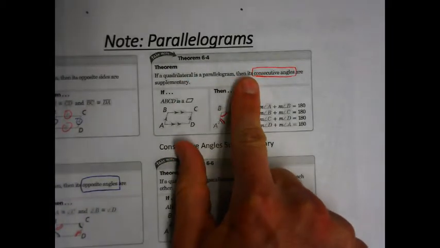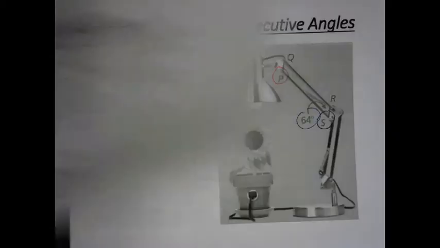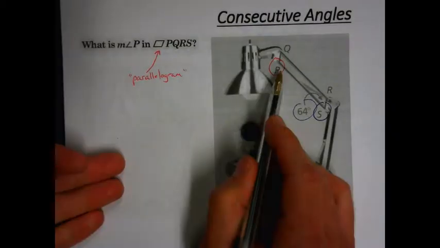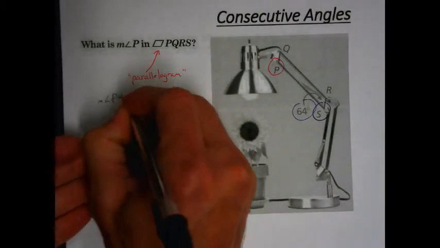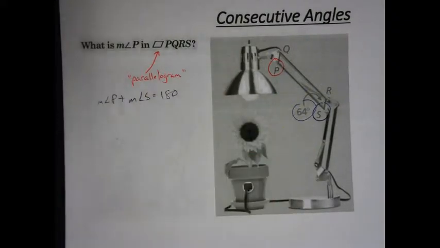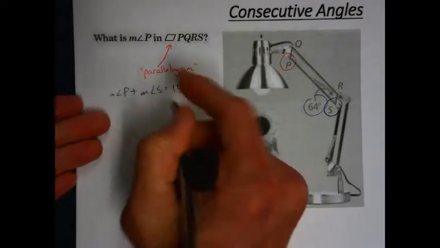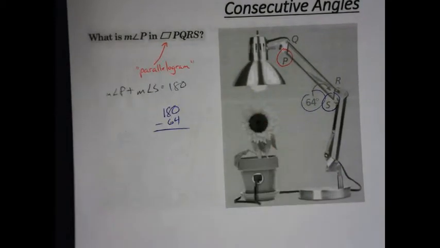If a quadrilateral is a parallelogram, then consecutive angles are supplementary. That means these two angles together, angle P and angle S, the measure of angle P plus the measure of angle S is equal to 180. So to answer the question very quickly, we would subtract 64 from 180, and that would give us the measure of angle P.